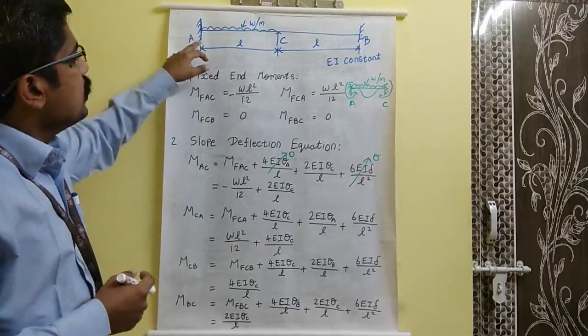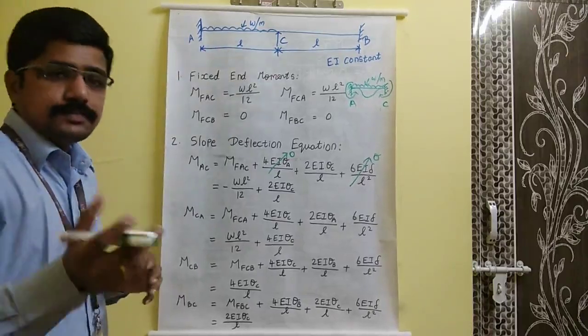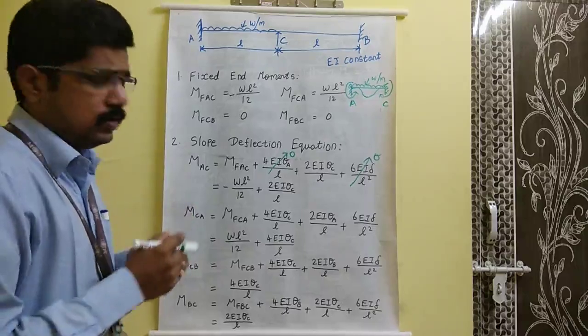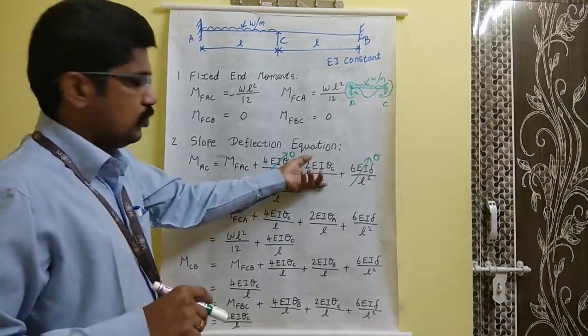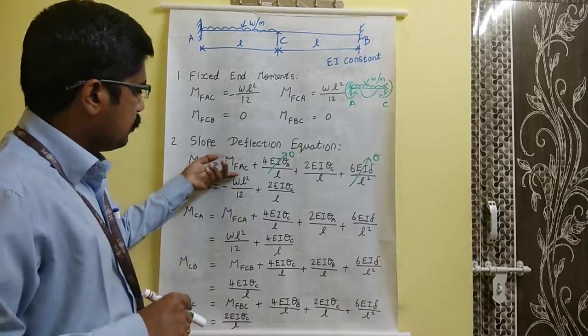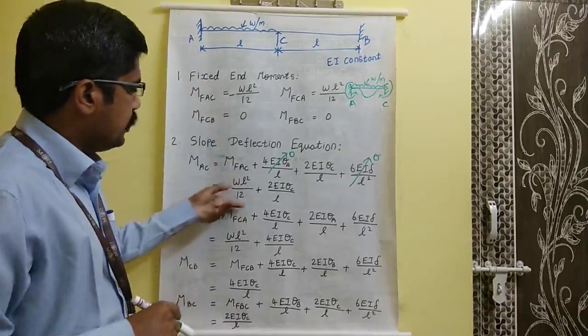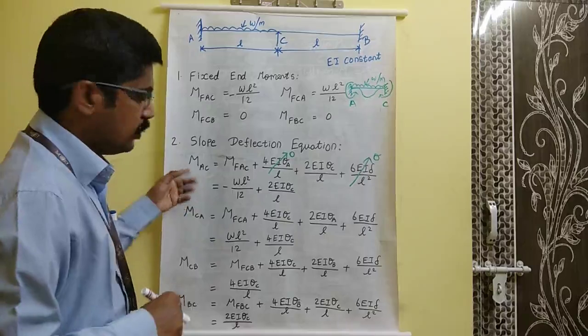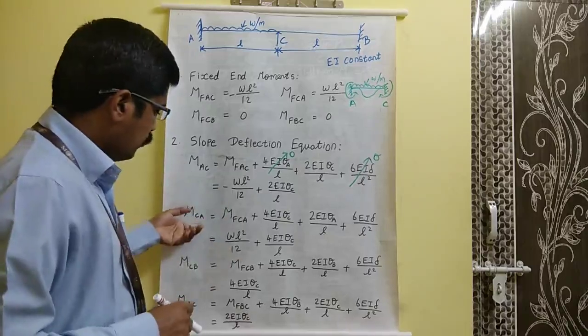At C they have given a hinged or roller support, so that means it will allow rotation. So we will have 2EI theta C by L. We know that the fixed end moment MFAC value is minus WL square by 12. So we are forming an equation for MAC. Next we are going for MCA.